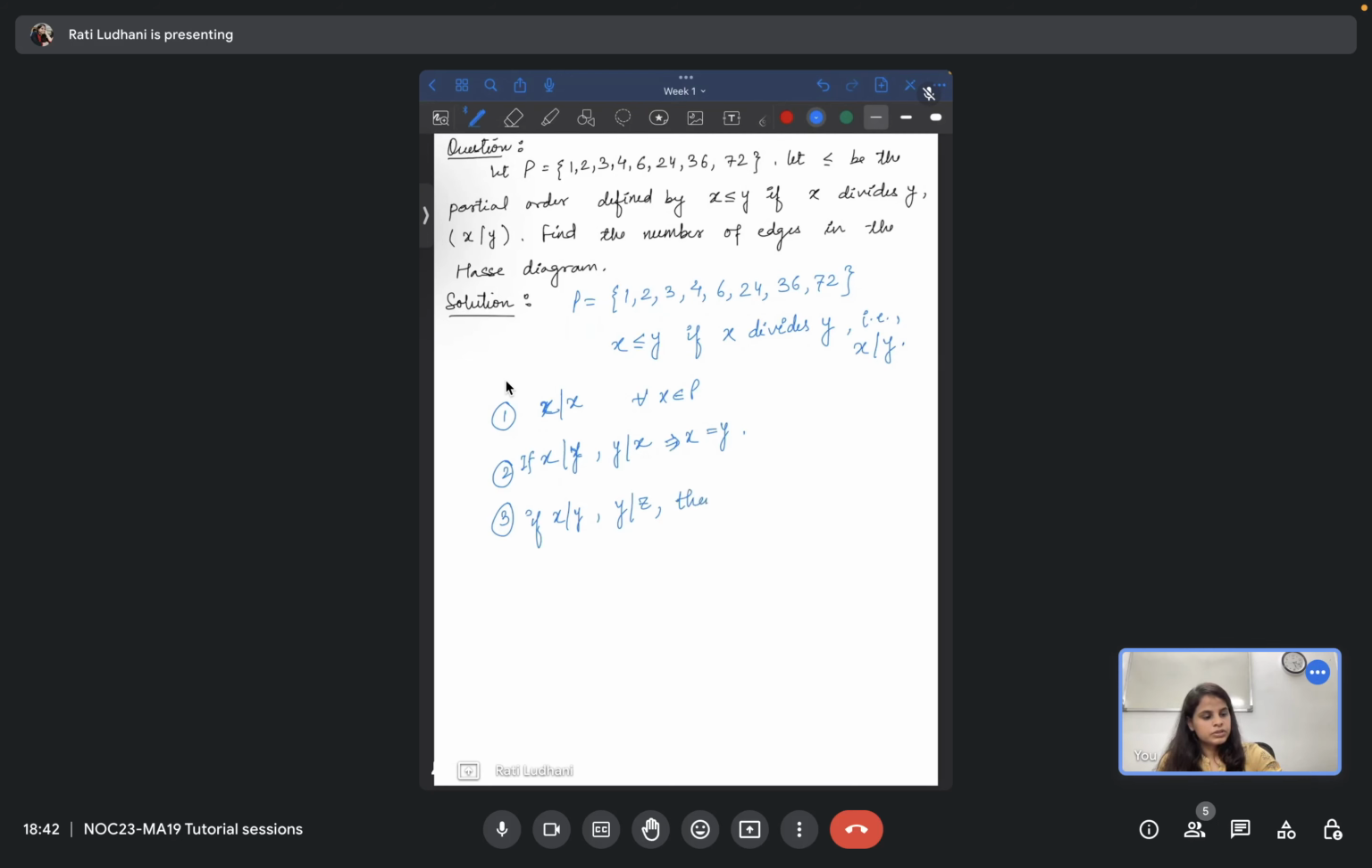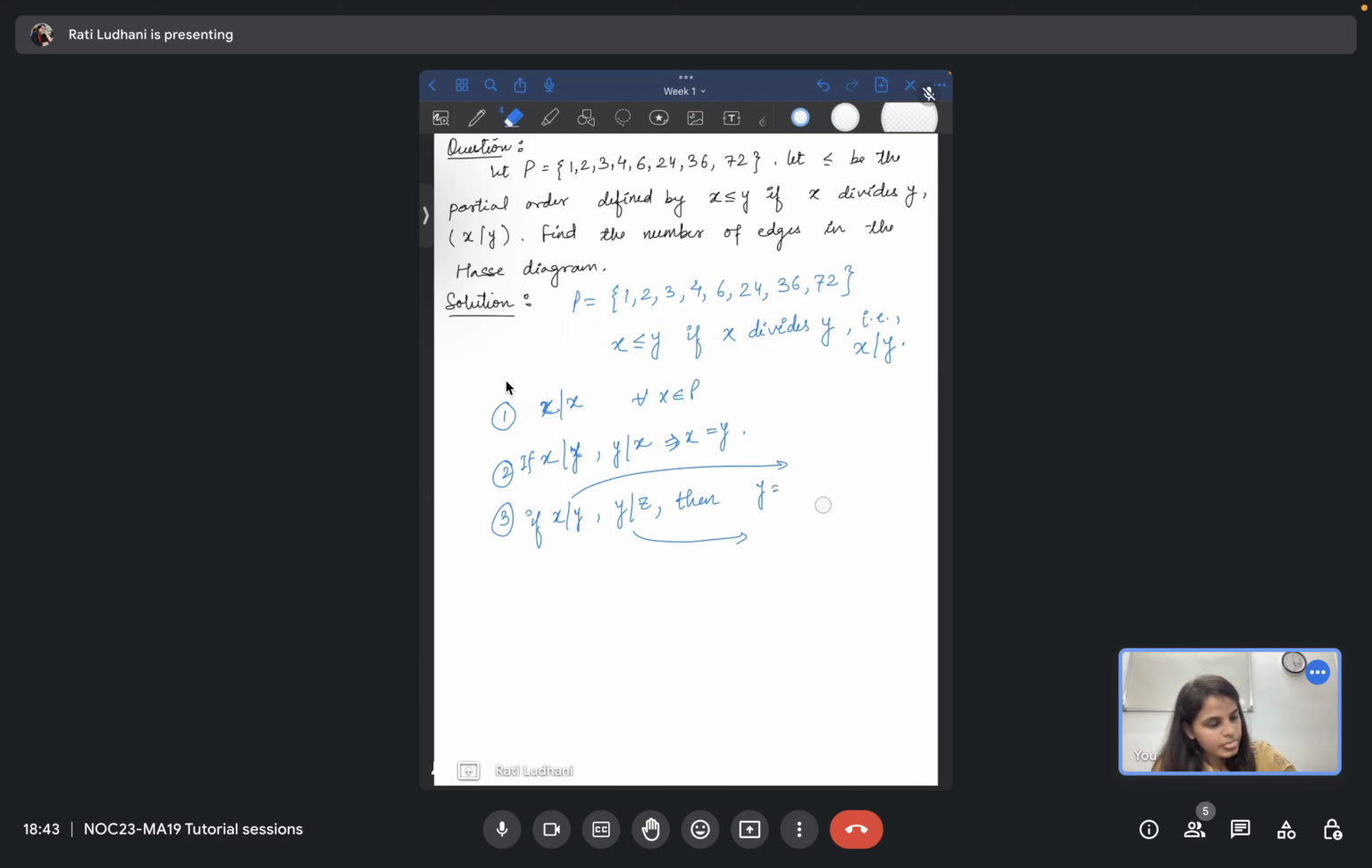If that happens, then x divides y means y is equal to rx, where r belongs to the natural numbers. I should not write P, but P is your set 1 up to so on, all the natural numbers. And similarly, y divides z means you can write z as sy, where s belongs to the natural numbers.